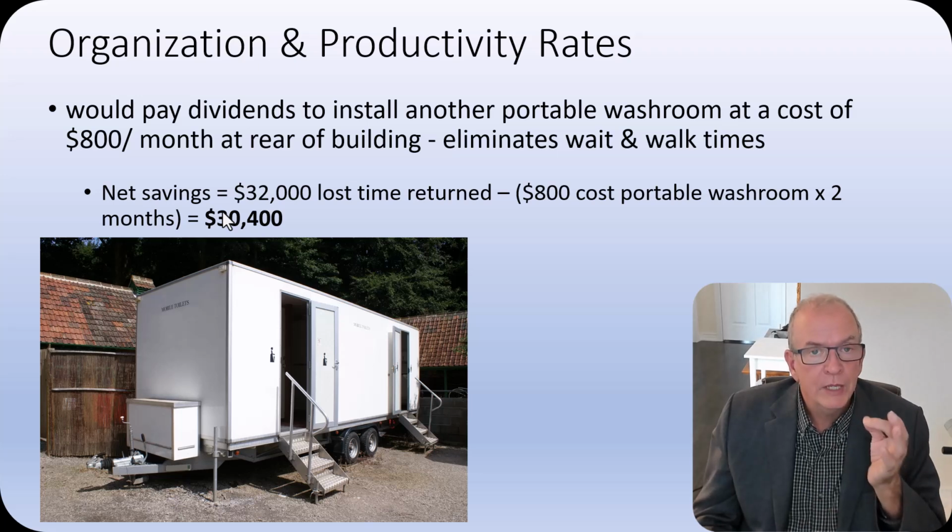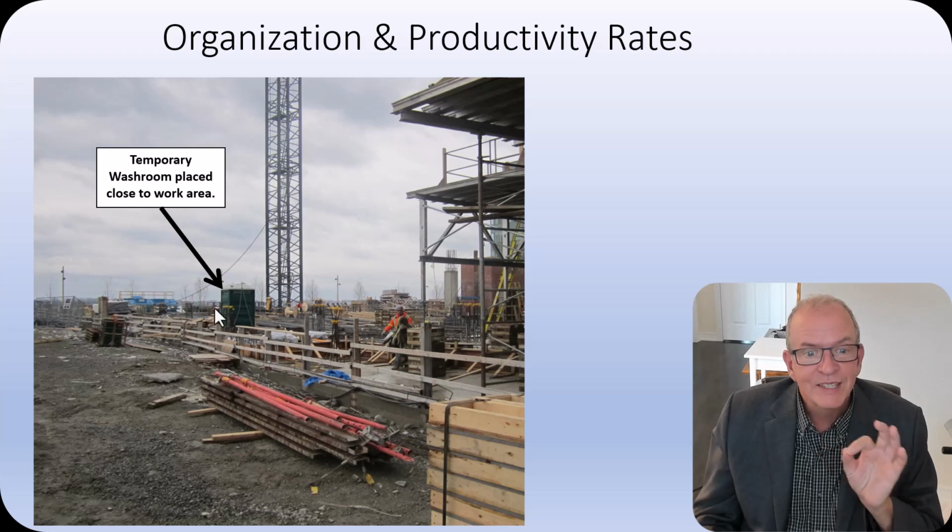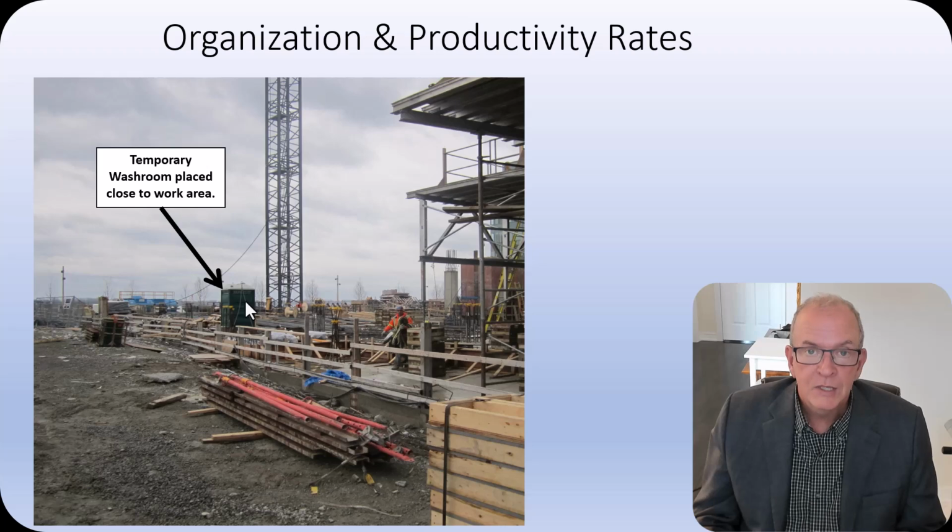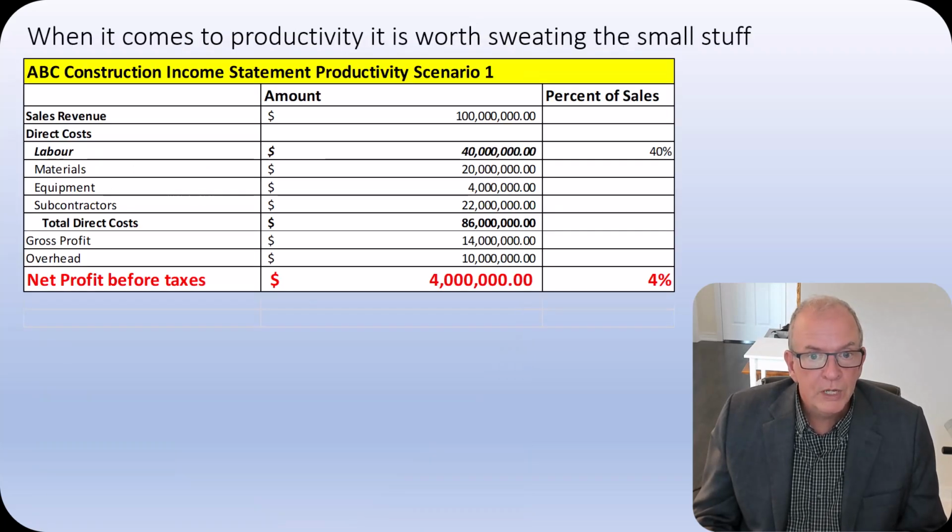One little thing. And there's a lot more of this that goes on. It's not just this type of thing, getting the washrooms close to where the work is. It's pretty much everything. And we'll think about that. But right now, I want to show you an income statement.